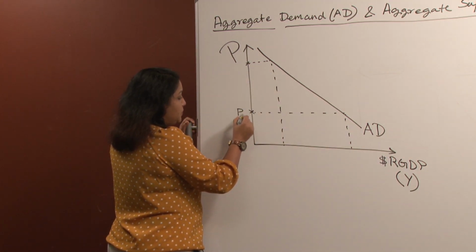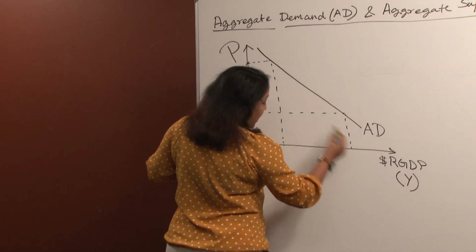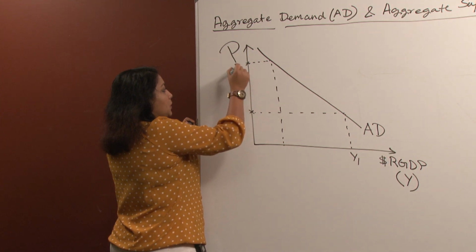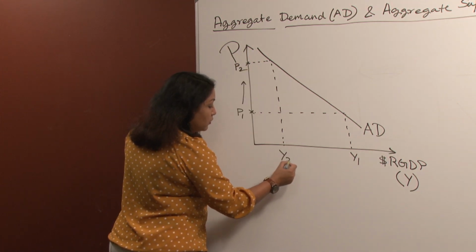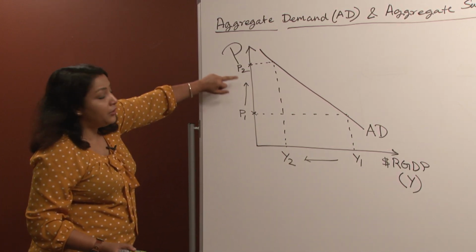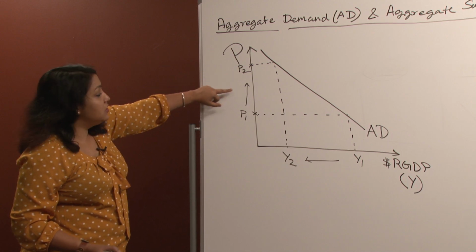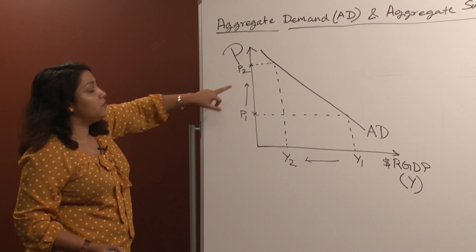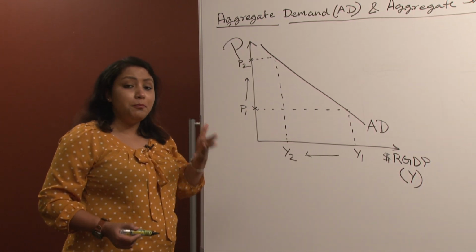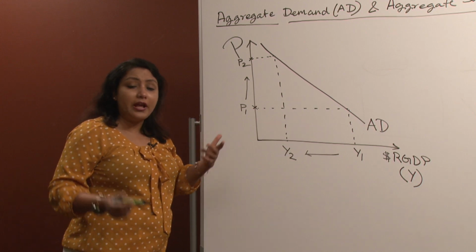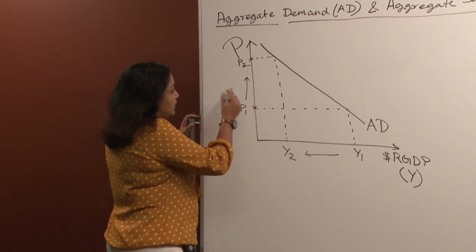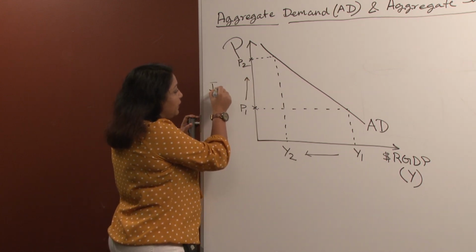So, if it is P1, let us say the price level, the real GDP is Y1. If it rises to P2, then the real GDP falls to Y2. So, there is an inverse relationship. Now, this increase in prices, please note, is not referring to the increase in price of a particular commodity, but it is talking about the increase in the general price level of the economy. That means your economy in general has become more expensive. So, this increase in price is basically inflation in the economy.